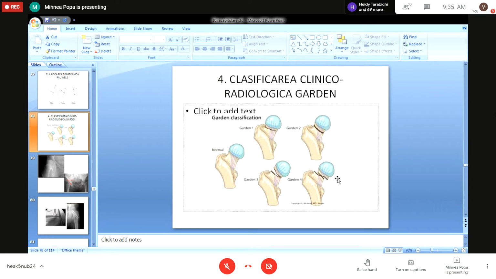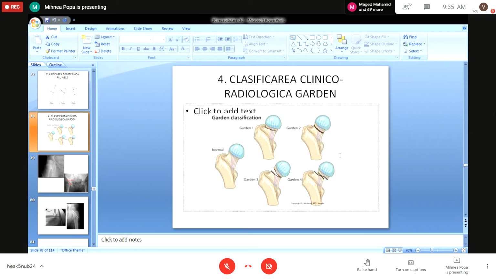In this classification, we have to keep in mind those lines of resistance that we discussed earlier. You can see here the normal hip. You can see the first grade, the Garden 1. It is a fracture that is only unicortical. So a fracture that is stable and can be treated through osteosynthesis.